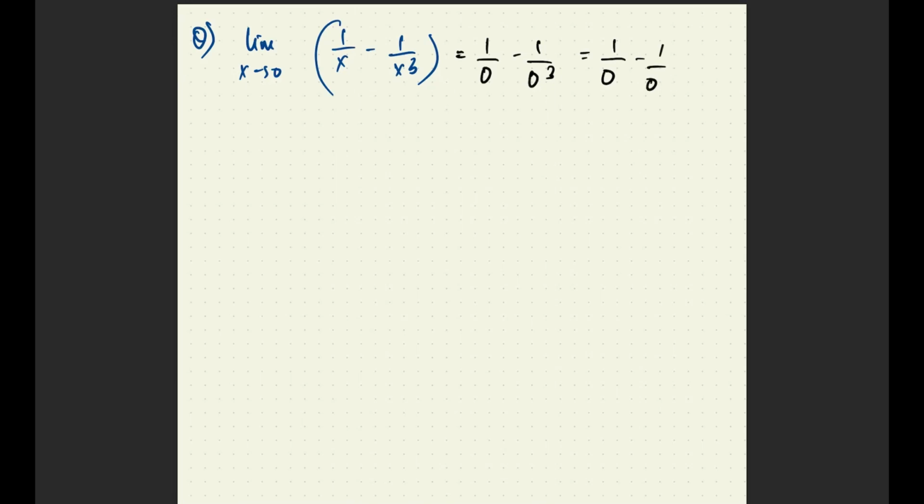So is this already in the c divided by 0, constant divided by 0 form? Not really, right? Because 1 over 0 is infinity minus infinity. And this is what we said was an indeterminate form. So this is one of the 4 indeterminate forms.